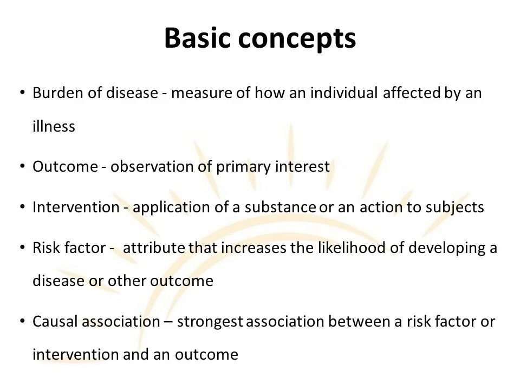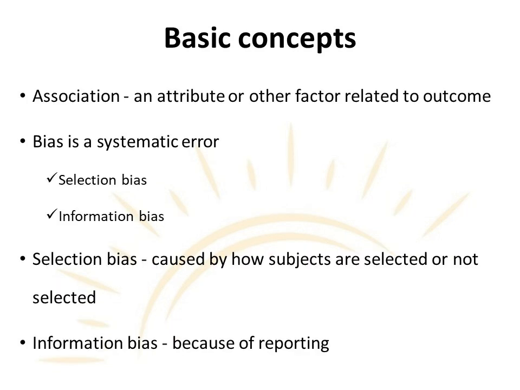The burden of disease is a measure of how an individual is affected by an illness. An outcome is the observation of primary interest. An intervention is the application of a substance or an action to subjects in an experimental study. A risk factor is an attribute that increases the likelihood of developing a disease or other outcome of interest. An association occurs when an attribute or other factor is found to be related to an outcome of interest.